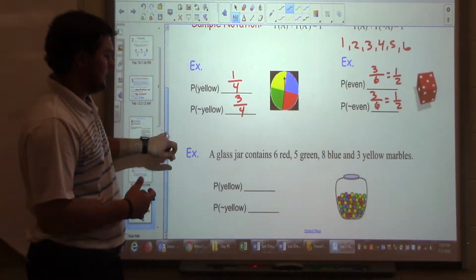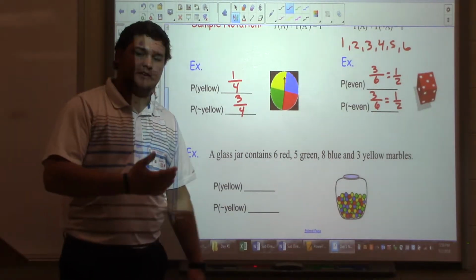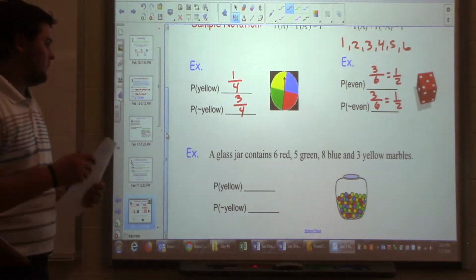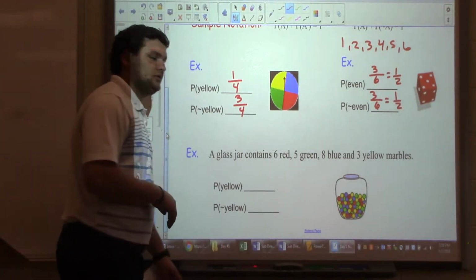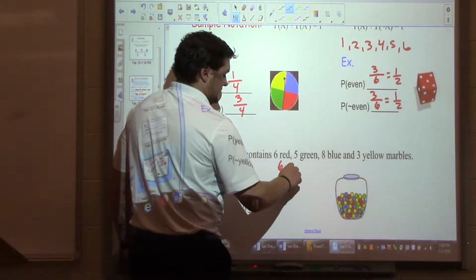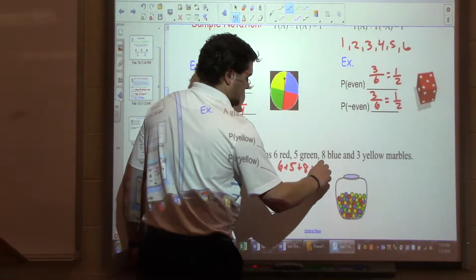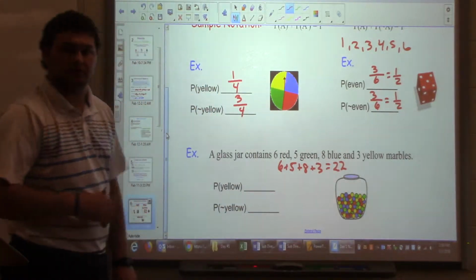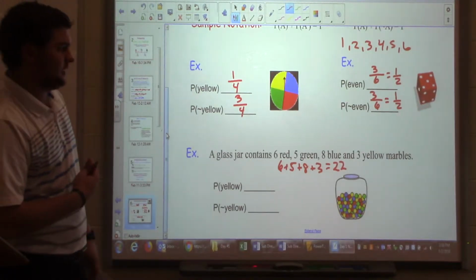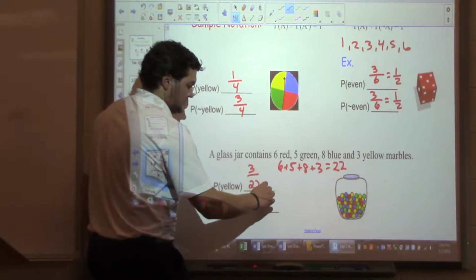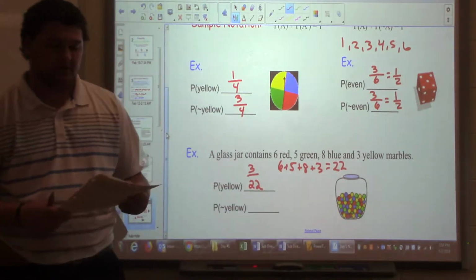Let's keep going. A glass jar contains 6 red, 5 green, 8 blue, and 3 yellow marbles. Right? We want to know the probability of picking a yellow. Well, to do that, we need to know the total number of marbles. 6 plus 5 plus 8 plus 3 should give us 22 total marbles. So if I want the probability of picking a yellow, how many yellows over the total? So 3 out of 22.